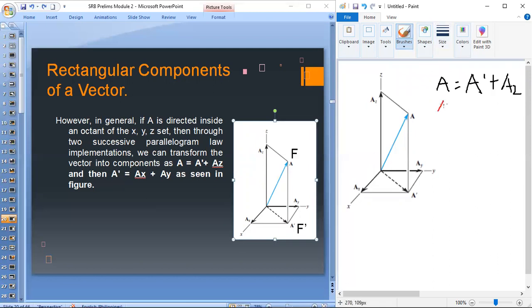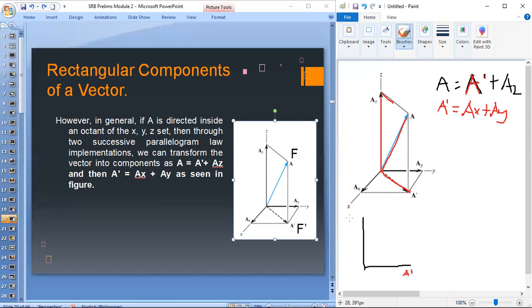A prime is equals to your AX. Bakit naging equal sila? Kasi sa ilalim ng parallelogram rule natin, itong AZ and your A prime, once na mag-intersect sila ng point, is equal doon sa length ng A natin. Okay, di ba? Imagine nyo lang nakahiga yan. Ito yung A prime.